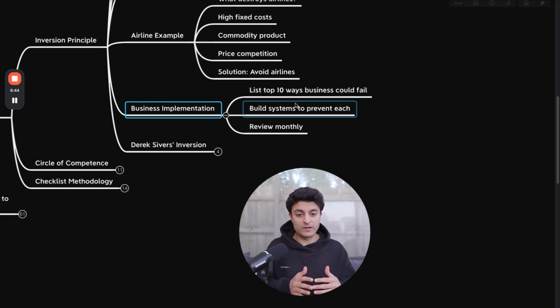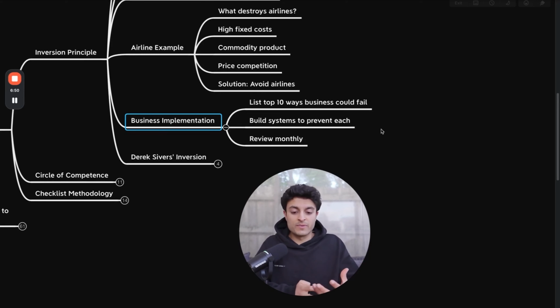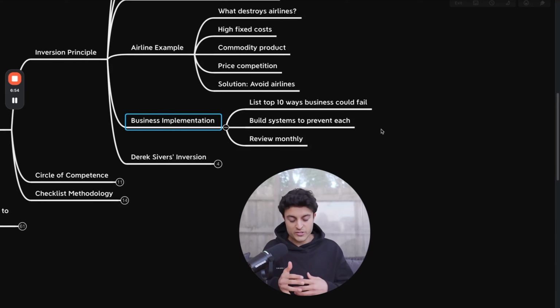You want to avoid bad debt as much as possible. Build systems to prevent each thing in your business. So whatever issues there are in your business, whatever competition, whatever there is, you want to work backwards. You want to think, what can make your business fail, and just avoid that.